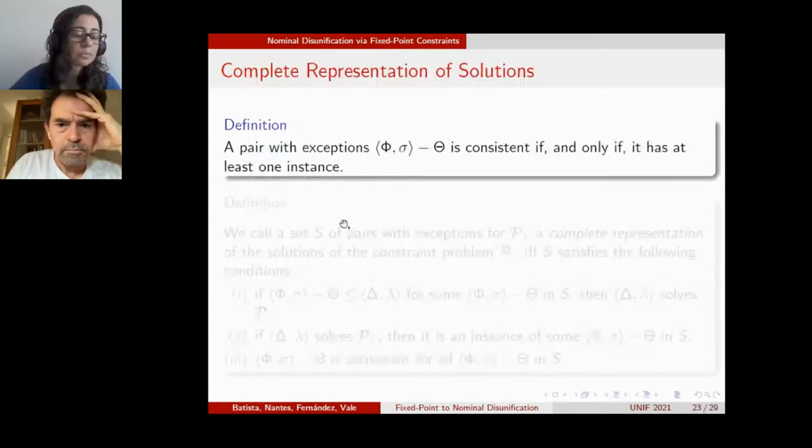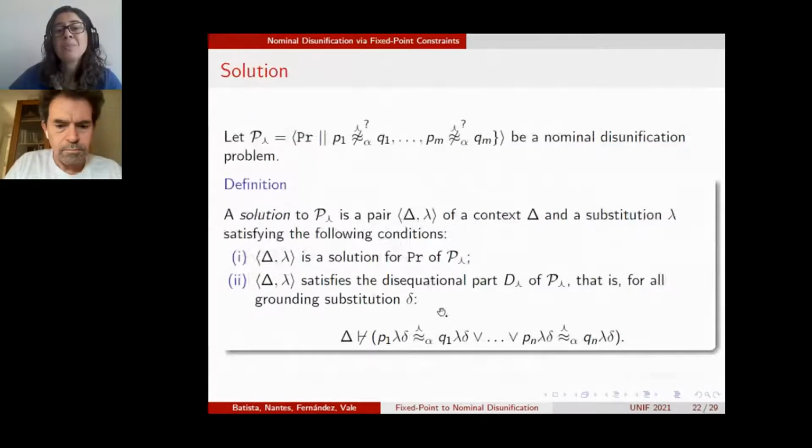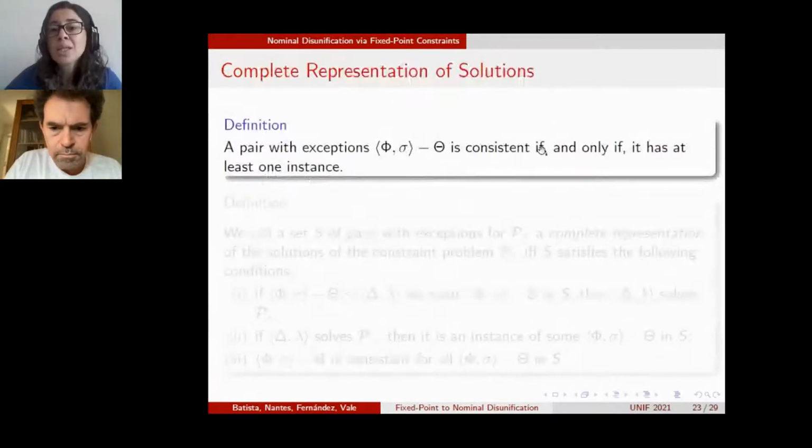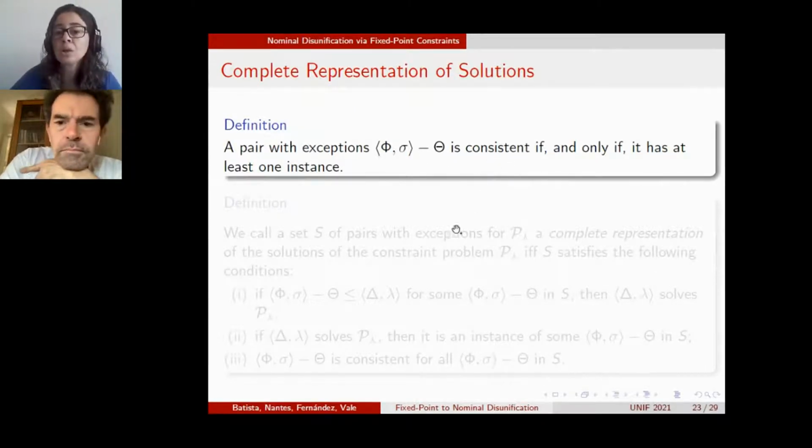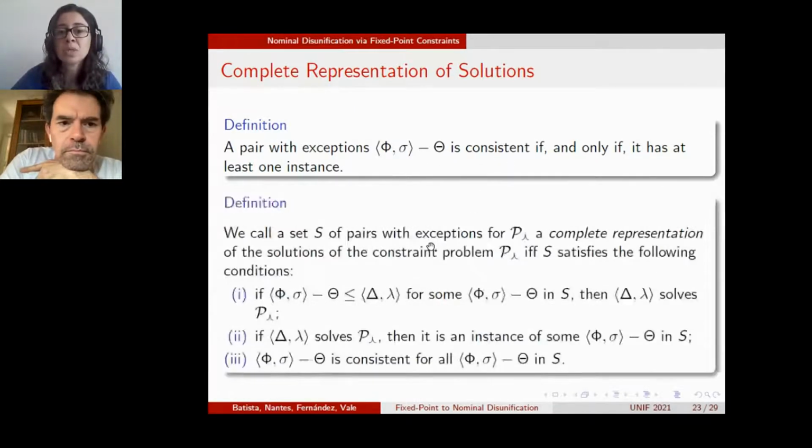So for that, we need to check if a pair with exceptions is consistent. What it means to be consistent is that you need to have at least one instance. Okay, so there is at least one solution that satisfies the equations and not the disequations. If it happens, we call this pair with exceptions consistent. And for us, a complete representation of a problem is defined in terms of a pair with exceptions for this problem.